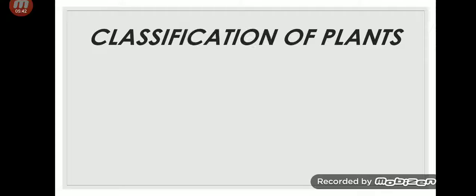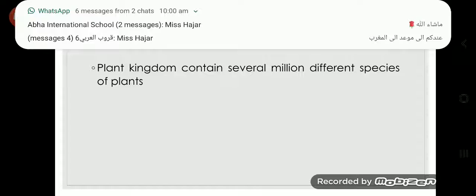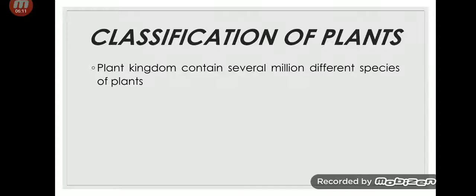Now we'll proceed toward the classification of plants. There are two kingdoms: number one plants, number two animals. First of all, we will study plants and then I will give you a lecture about animals. In this lecture, we will study the classification of plants. The plant kingdom contains several million different species of plants. You agree there are millions of plants on this earth.